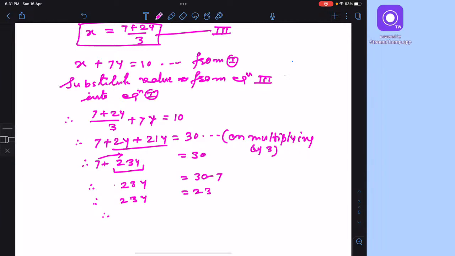Divide by the coefficient of y. Therefore, y is equal to 23 upon 23. I have divided both sides by 23. And therefore, y is equal to 1.